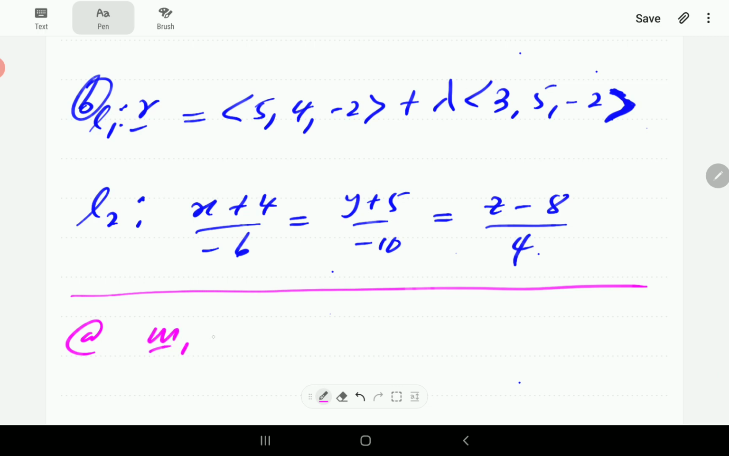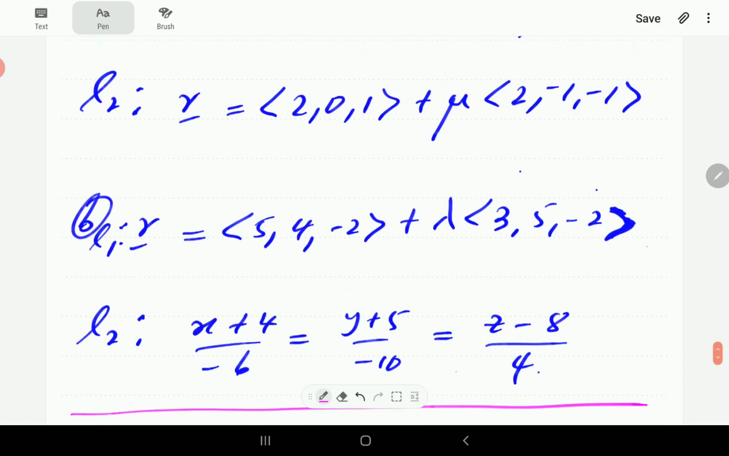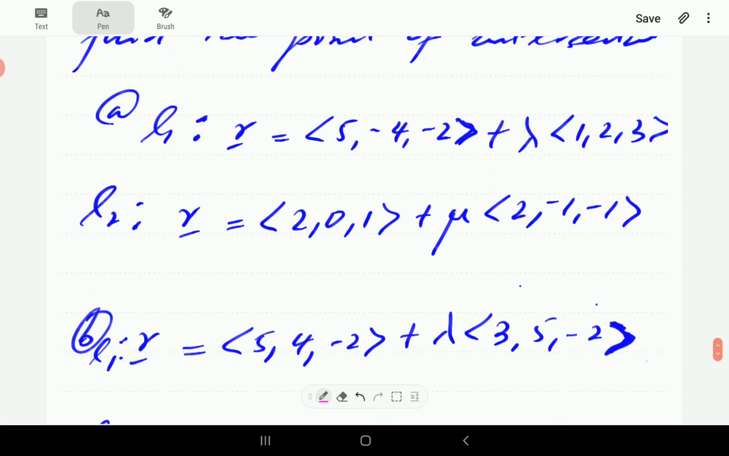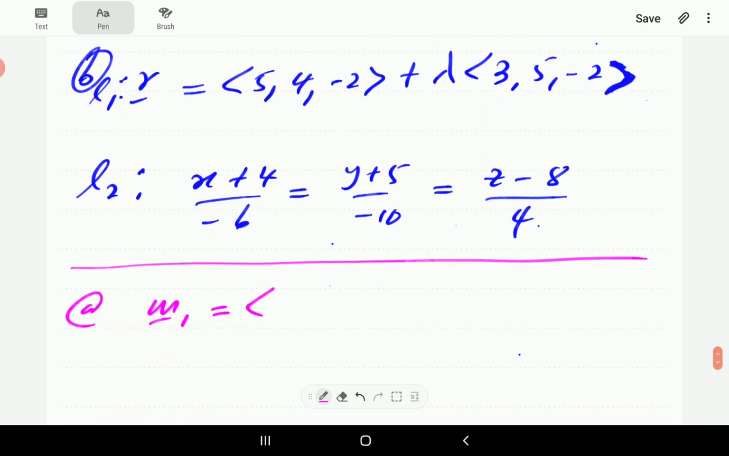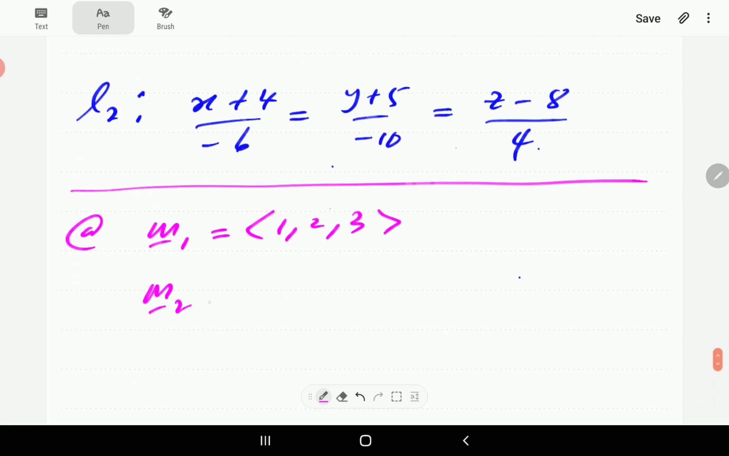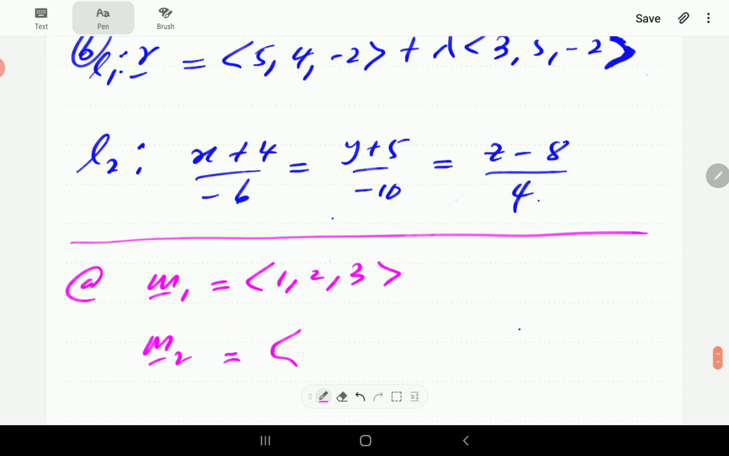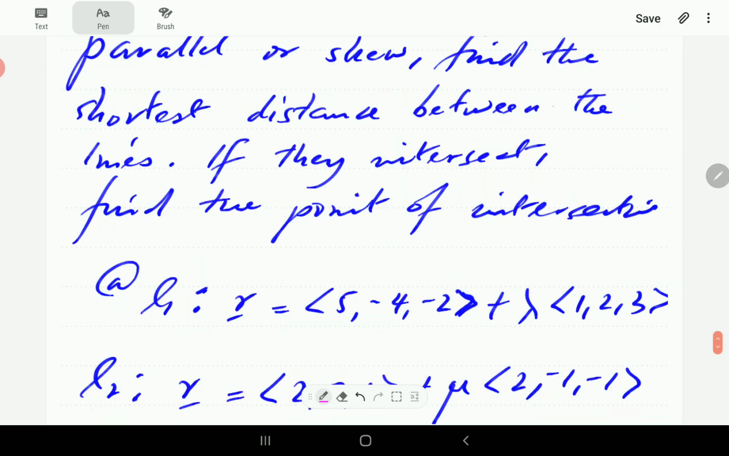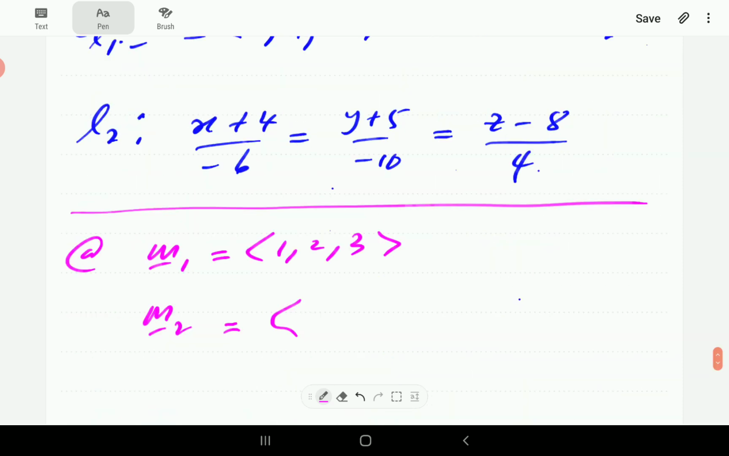So for whether they are parallel, we need to inspect the m1 and m2. We've got (1, 2, 3). Then for the second line, we have got (2, -1, -1).